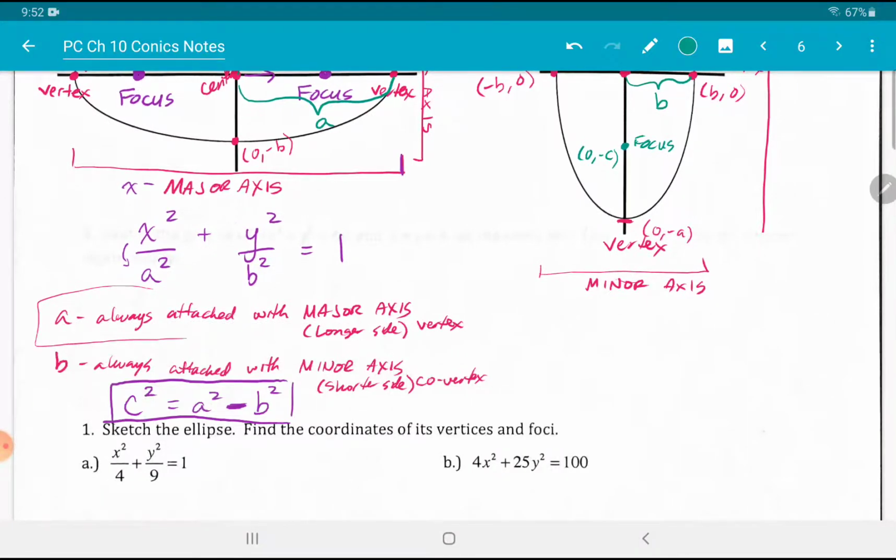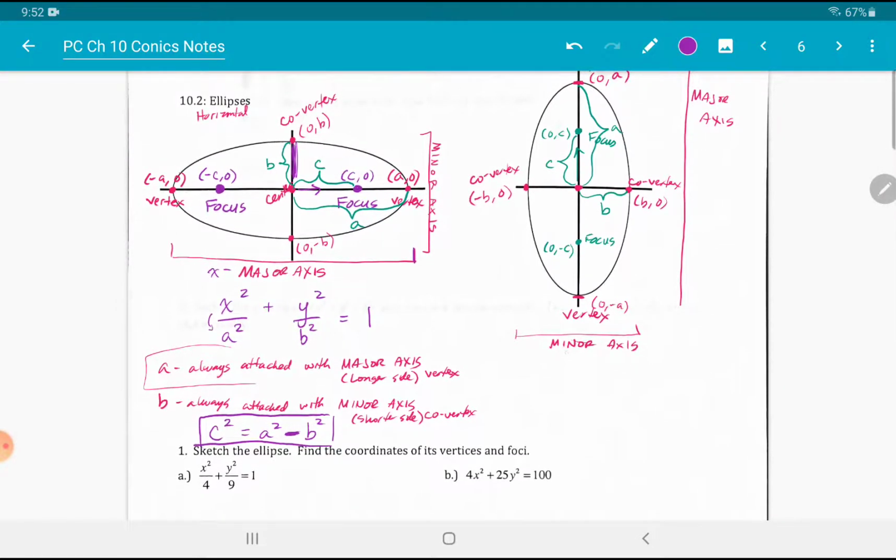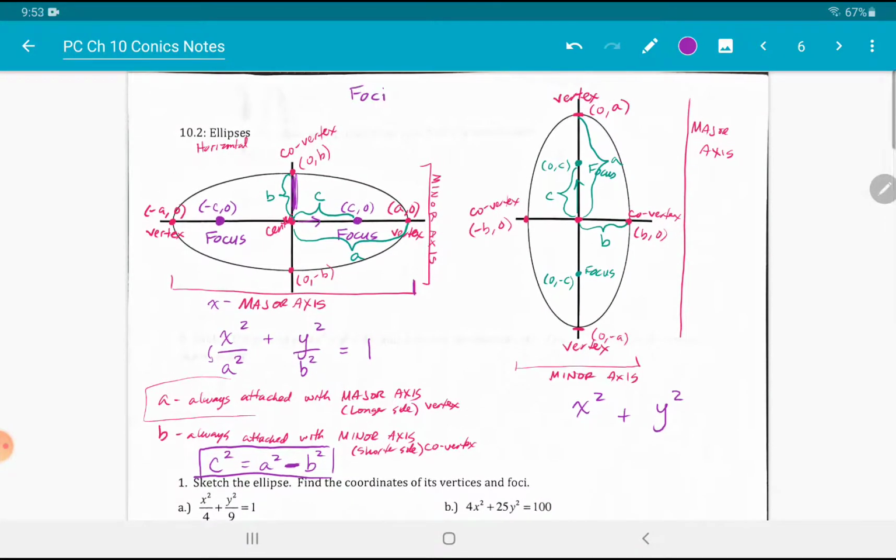Now, we have a new equation as well. If before we had x squared over a squared plus y squared over b squared equals 1, we're going to do the same thing with this ellipse. Keep in mind it does resemble a circle, so we stick with the x squared plus y squared. But now, if you look at the diagram, the a is attached with the vertical part, the y. So now we're going to have the a squared under the y squared. And the b is attached with the x values, so x squared over b squared. And again, all ellipses are always equal to 1.